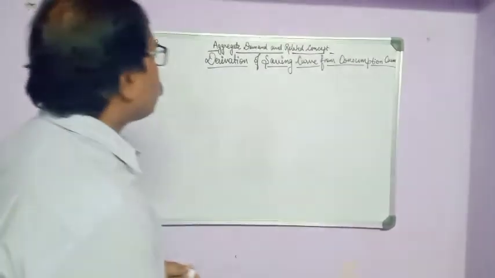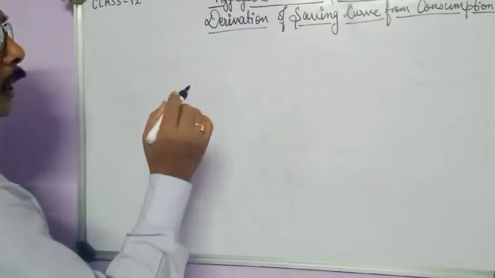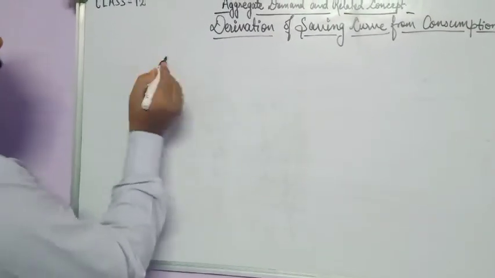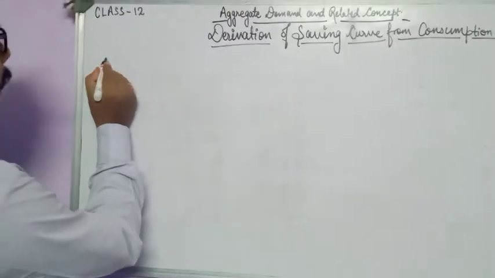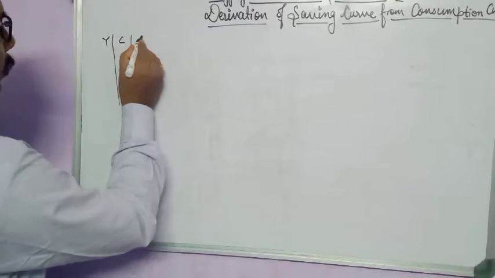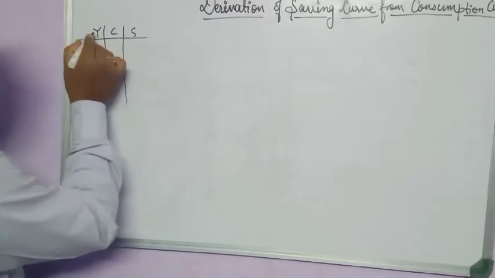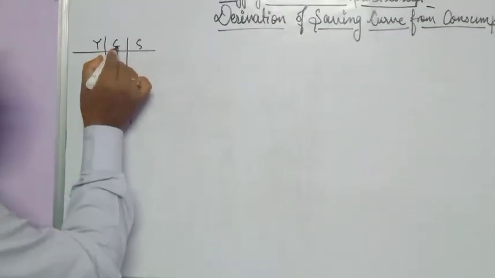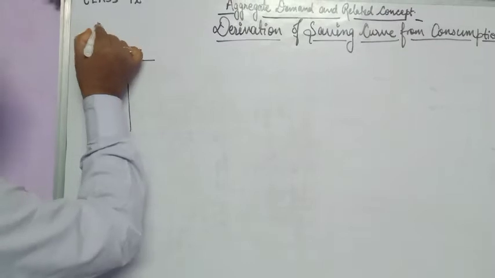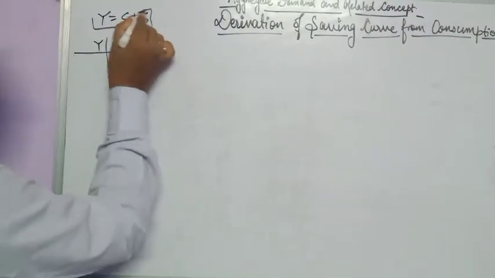Okay, so first of all, I want to explain the schedule. In the previous video you noticed Y, C, and S. So here there are three main components. Y is the national income, C is the consumption, and S is the saving. We also know that Y is always equal to C plus S.